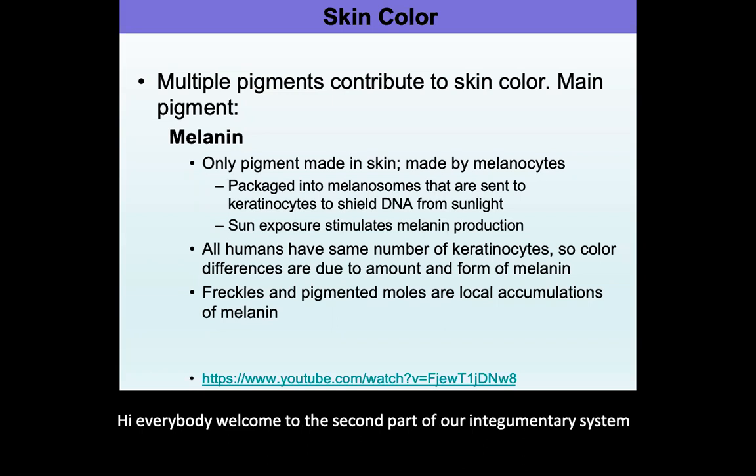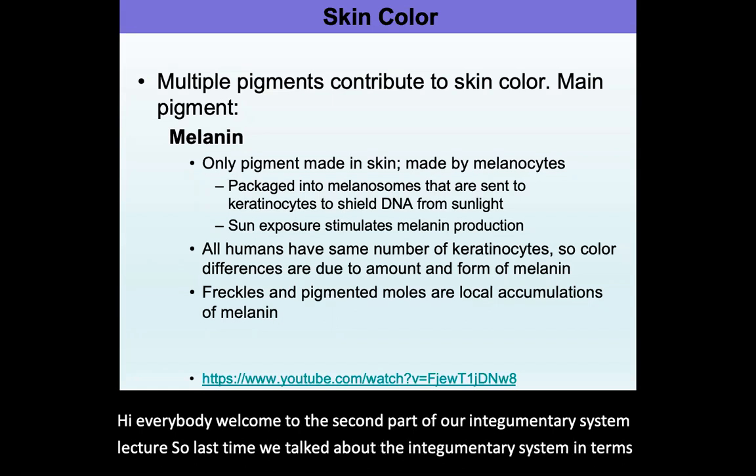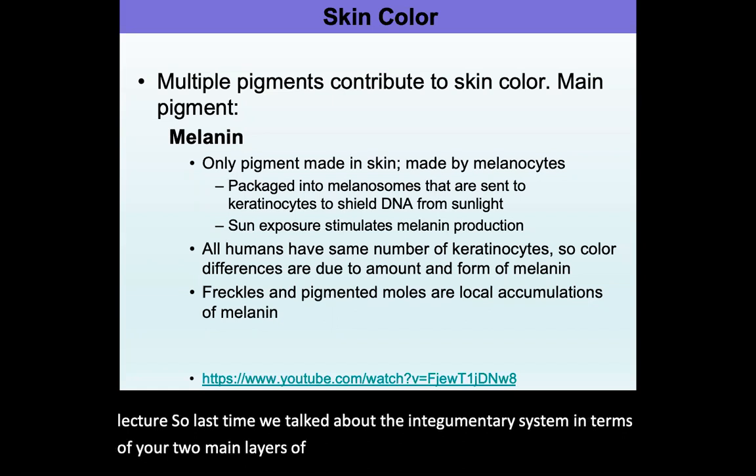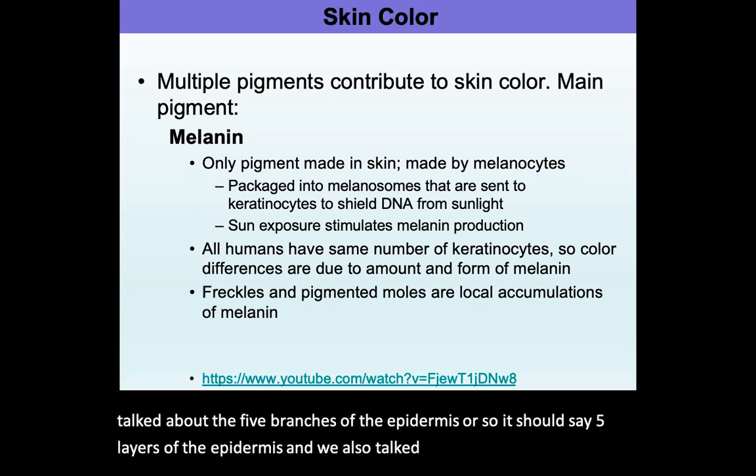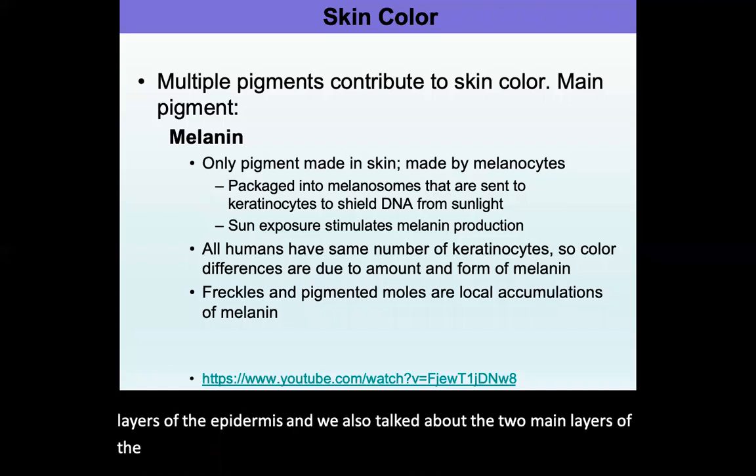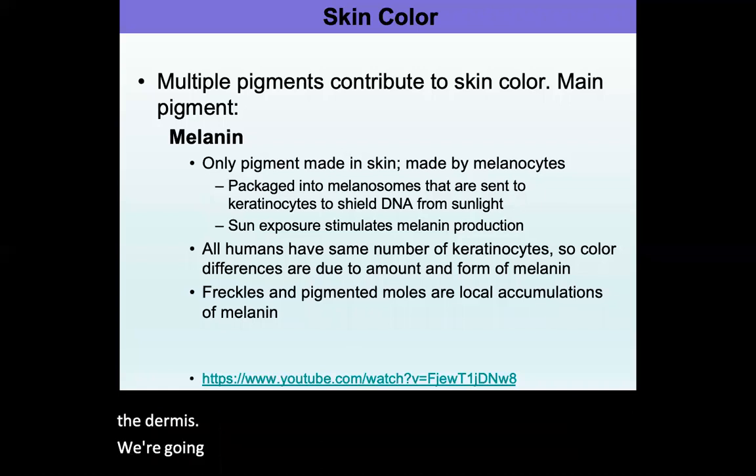So last time we talked about the integumentary system in terms of your two main layers of the skin, which is dermis and epidermis. We talked about the 5 layers of the epidermis, and we also talked about the 2 main layers of the dermis. Now we're going to take a look at some of the factors that help our skin tone.